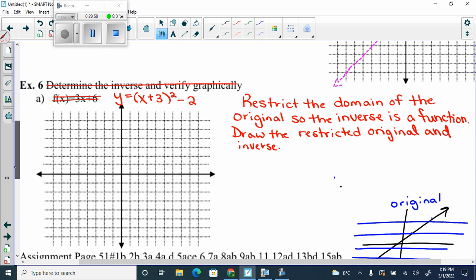Now, can everyone pick different restricted domains? Yeah? I could go x is greater than or equal to 4. No one would ever pick that, I bet you, for this one, but I could. I could go x is greater than or equal to 4, and then I would have to draw only that portion, and then draw the inverse of it. Okay? So you could all have different ones.